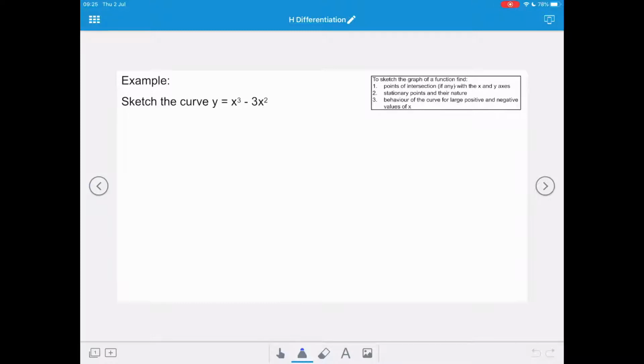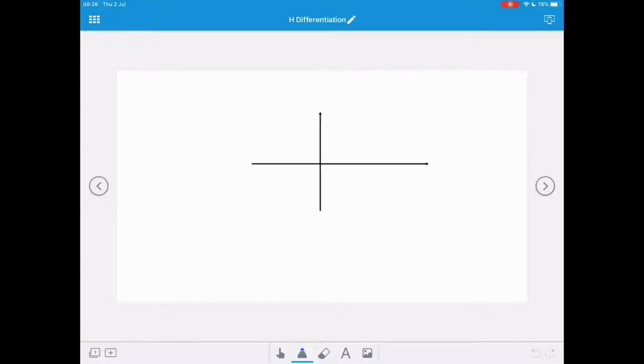So first, we want to find if there's any points of intersection with the y-axis. So at x equals 0, y is going to equal 0 cubed minus 3 times 0 squared, which equates to 0. So we have a point of intersection on our y-axis at the origin 0, 0. So that's a point of intersection on our x-axis as well. And what we're going to do is plot that in.